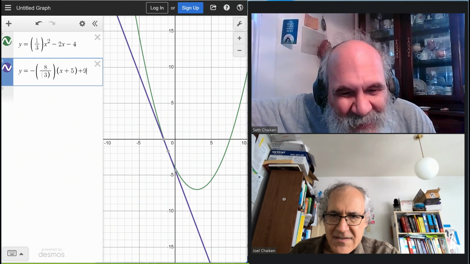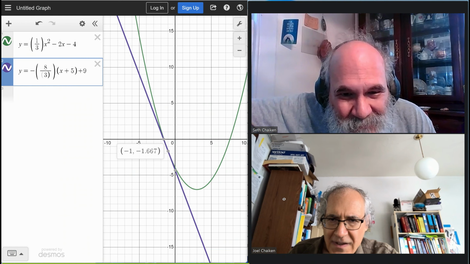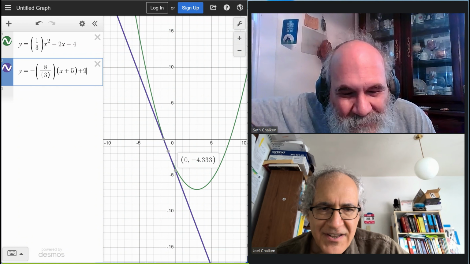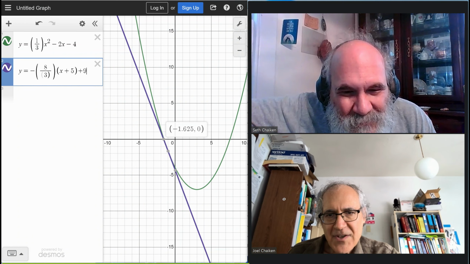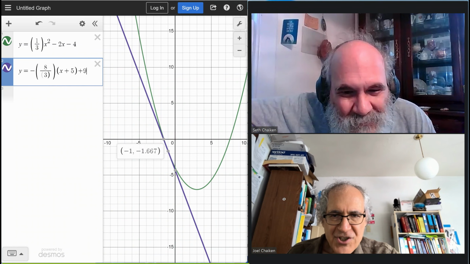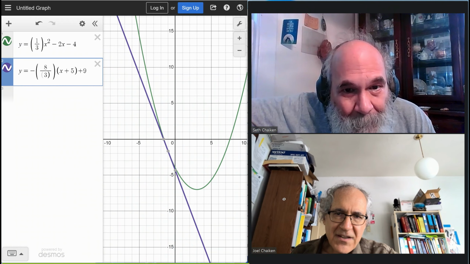This is what happens if you use Desmos. So you have this point. Well, that's the answer. Notice here that it's 0, -4.333. Oh, I see what those dots are. That's the x and y intercepts. But they are showing a point of intersection, which is -1, negative that, which is -5/3, and then you get the answer like that.